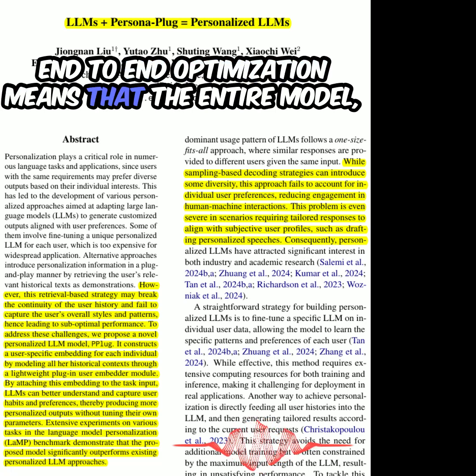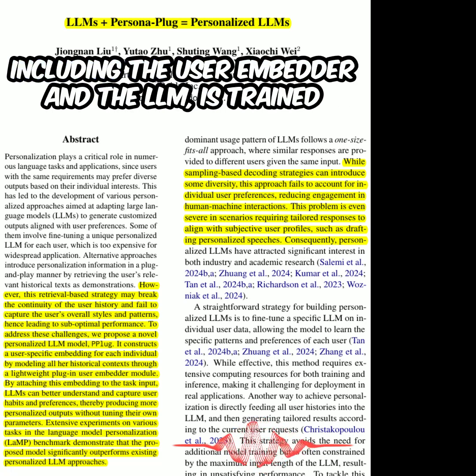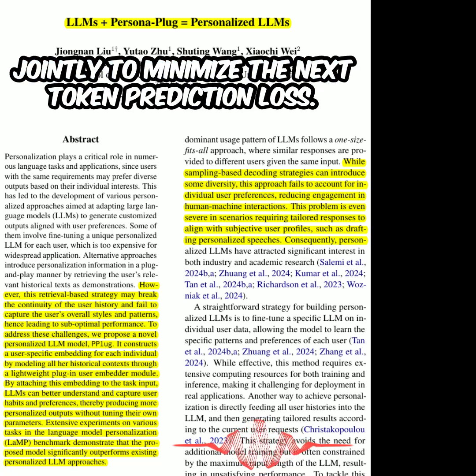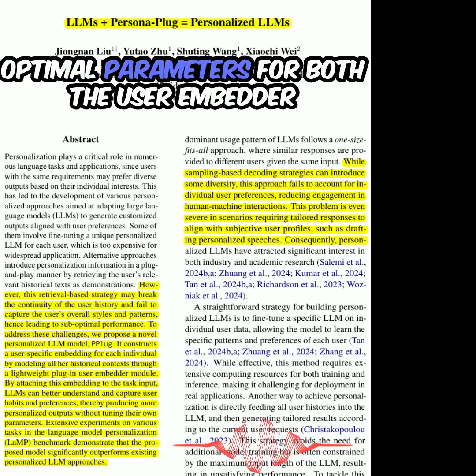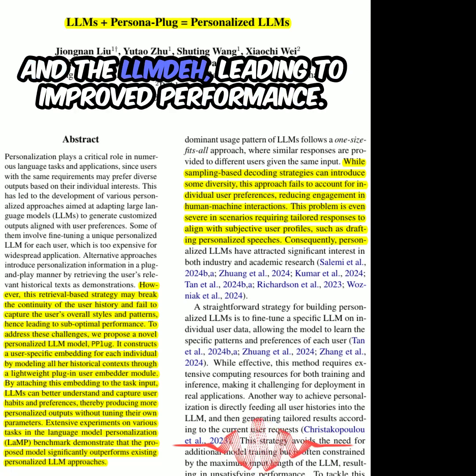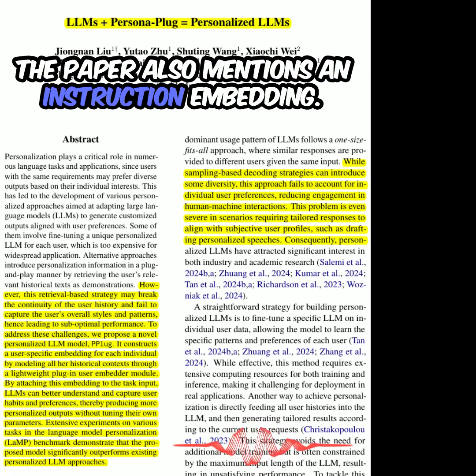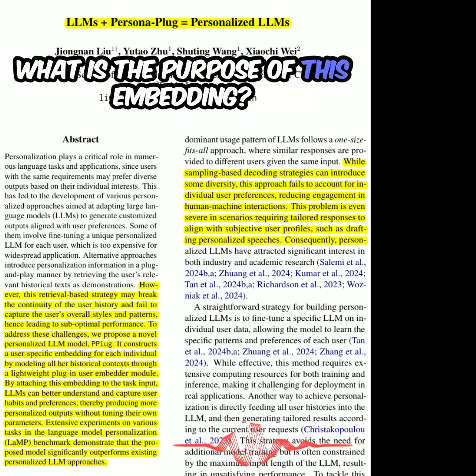End-to-end optimization means that the entire model, including the user embedder and the LLM, is trained jointly to minimize the next token prediction loss. This allows the model to learn the optimal parameters for both the user embedder and the LLM, leading to improved performance. The paper also mentions an instruction embedding. What is the purpose of this embedding?